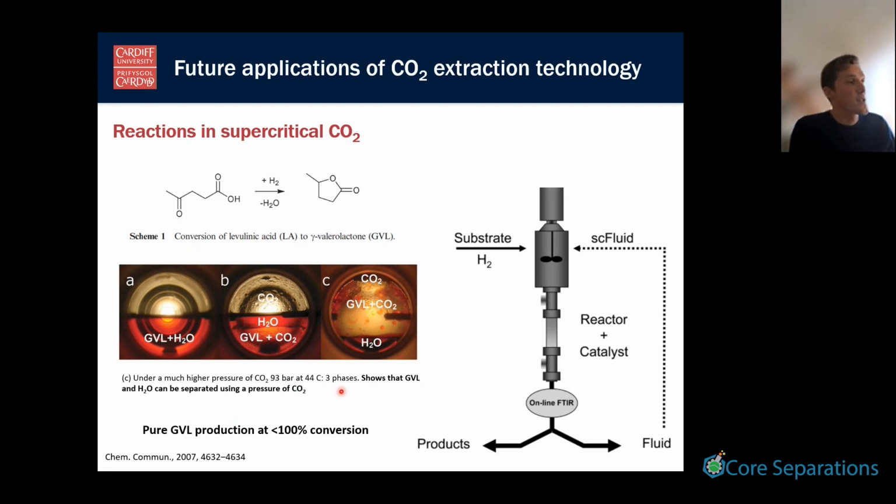I can think of lots of reactions where selectivity is a problem and you have sequential reactions that occur. If you can remove your products from the reactor, from that phase, you can protect them from further, say, oxidation. And that could afford really high selectivity and yields. But that's something for the future.